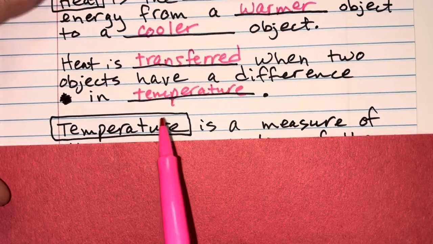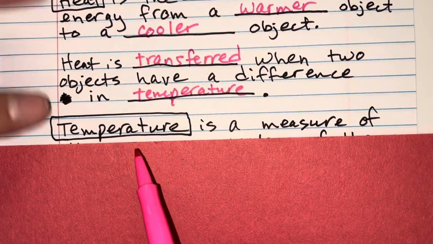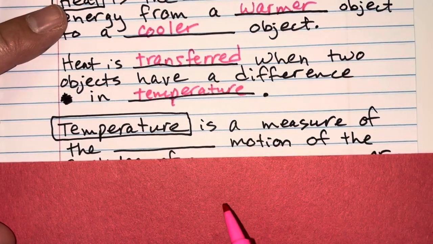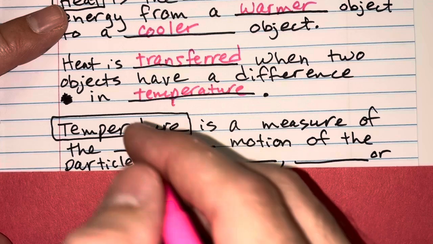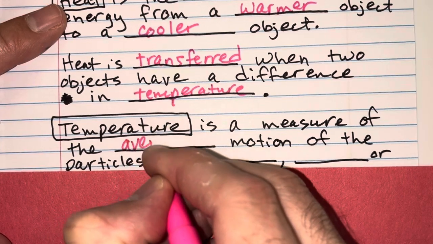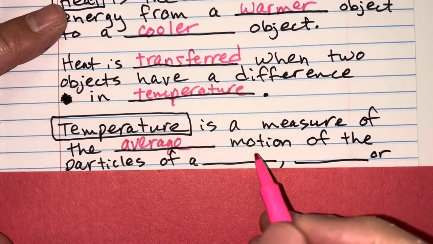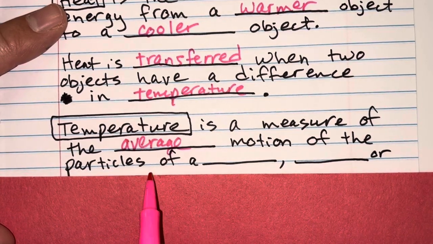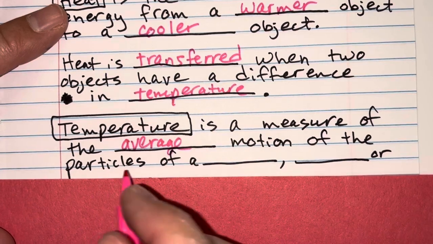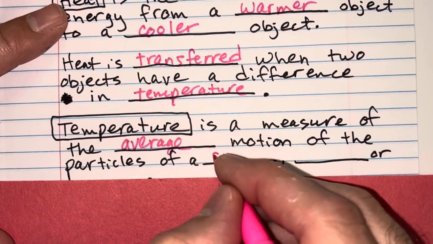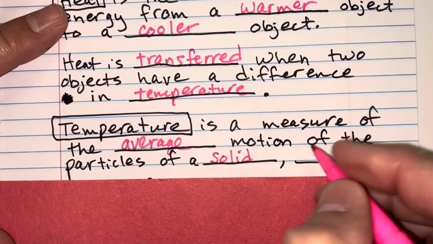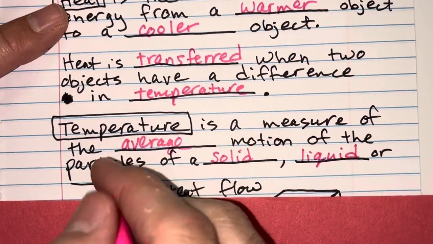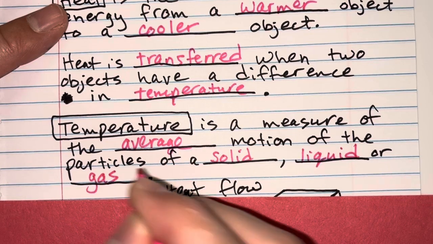So the last part, so we did thermal energy, heat, and then temperature. Temperature is going to be a measure of the average amount of motion of the particles. So the particles' movement, and that's going to be of a solid, a liquid, or a gas.